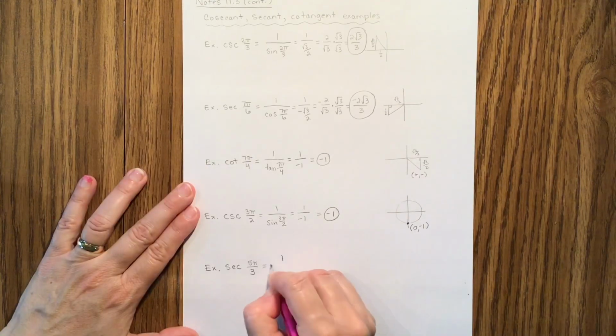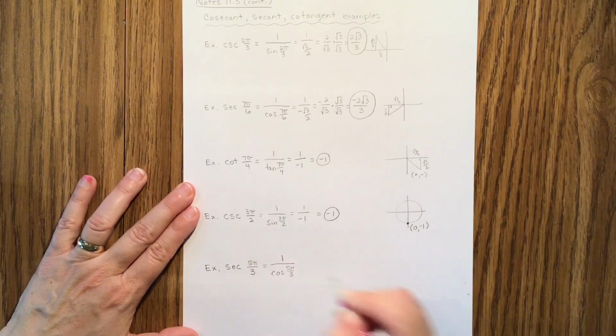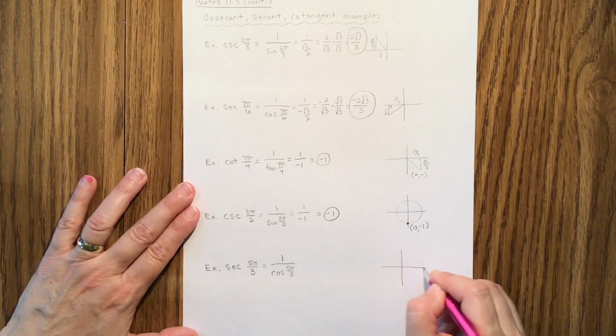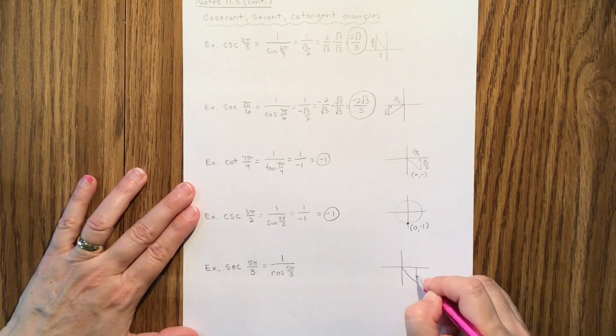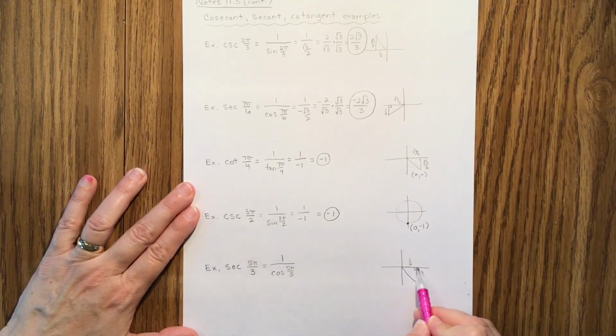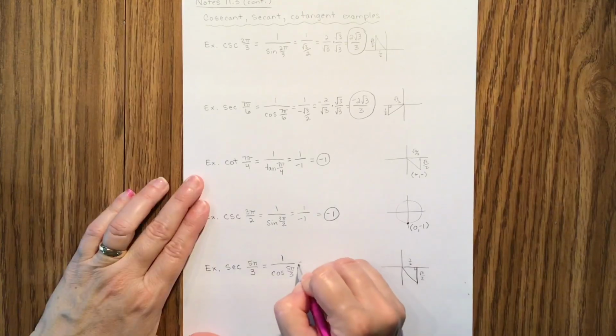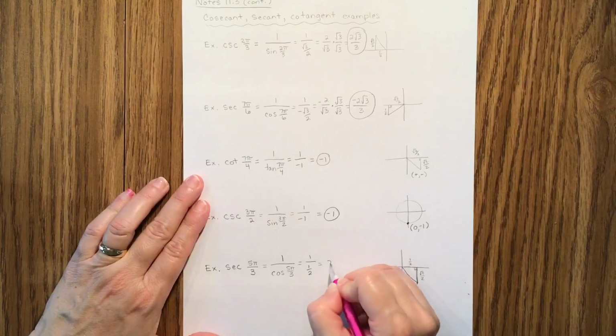Secant is 1 over the cosine of 5 pi over 3. 5 pi over 3 is a fourth quadrant angle. The triangle has a long leg for the y coordinate. So this is the root 3 over 2 leg, and this is the 1/2 leg. So cosine is our x coordinate. We want positive, so this is 1 over 1/2. And when you flip that over, you get 2.